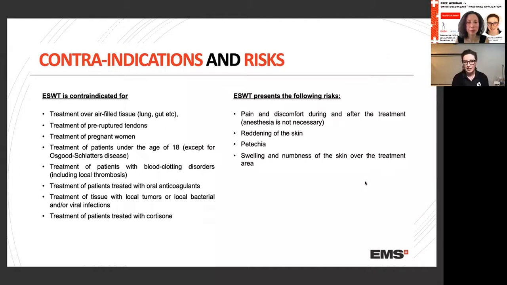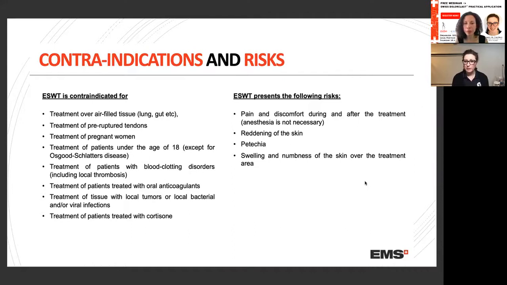We don't treat under the age of 18, except for Osgood-Schlatter's disease. Things I have used it for are Sever's and those sorts of conditions as well. And some patients under 18 are almost full adult size anyway. So I think it really depends on where they're at developmentally to make a call on that one.